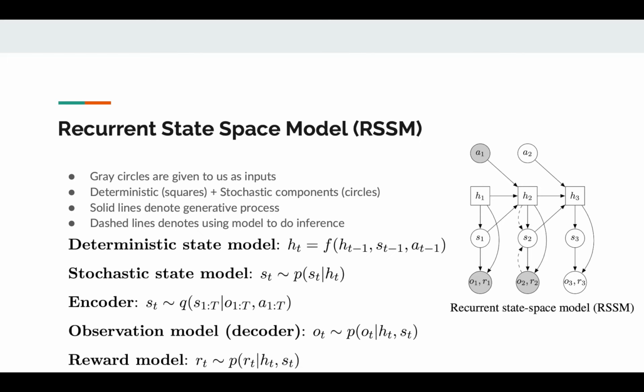The deterministic state model produces the deterministic state. The encoder extracts a 1024-dimensional feature vector from the images. The stochastic state model takes the 1024-dimensional feature vector and produces a low-dimensional 30-unit stochastic state. The observation model, or decoder, reconstructs the image observation from the latent state. Finally, you have the reward model, which predicts the reward from the latent states.